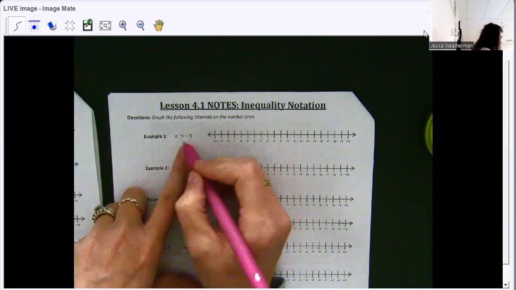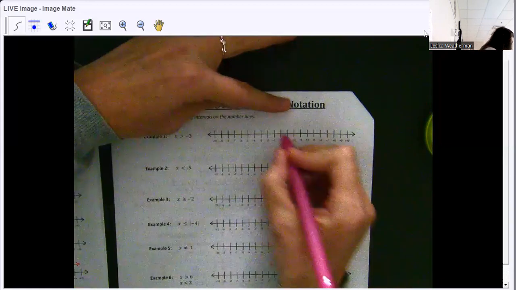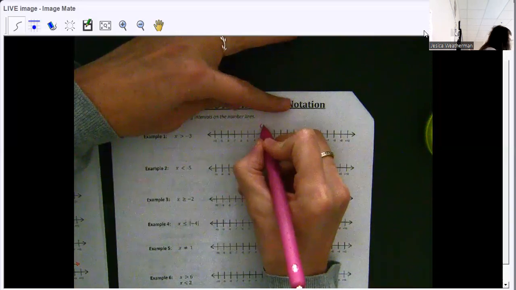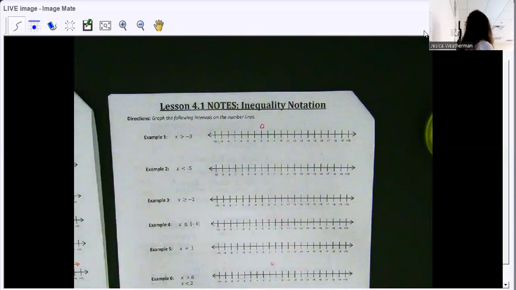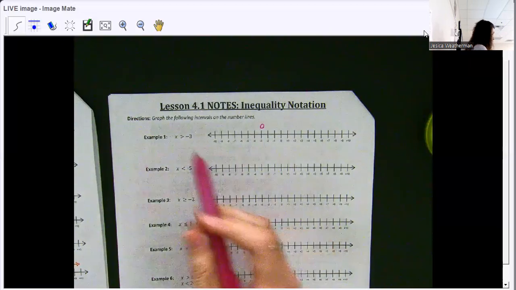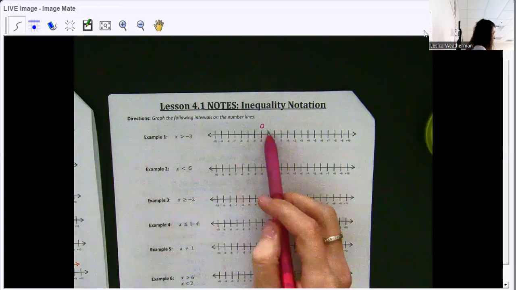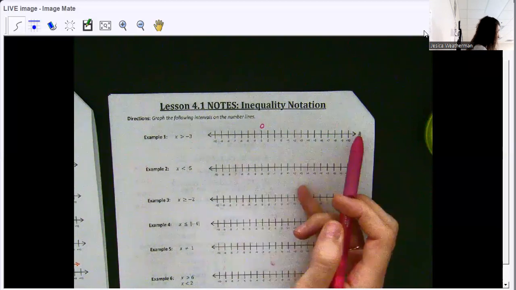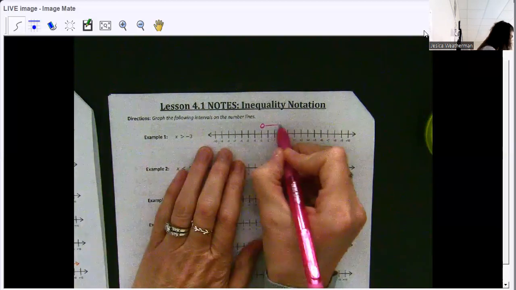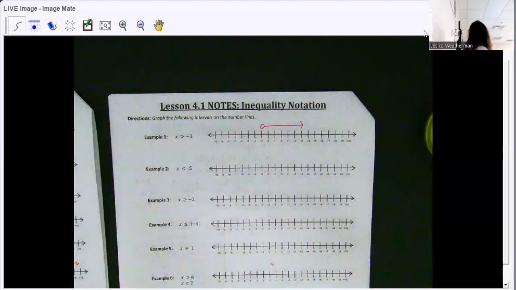Open, because there's no equal sign. So above -3, you're going to put an open circle. And then you have to decide, is your arrow going to go to the left or the right based on the inequality symbol? So if X is greater, then our line has to go to the right because that's the greater than direction. Okay. And that's pretty much all you're doing on this whole page.